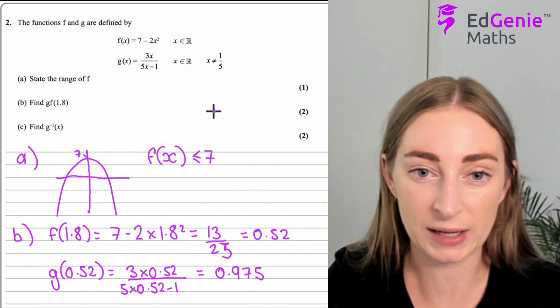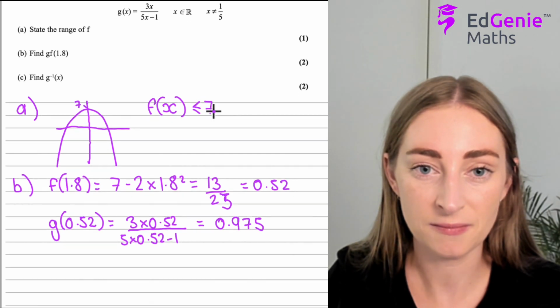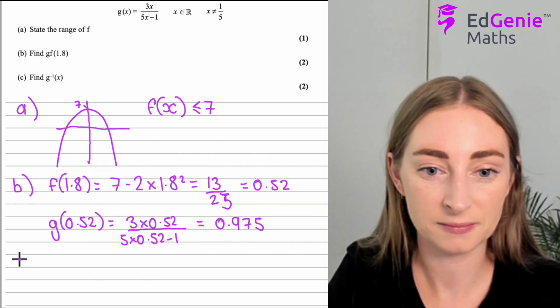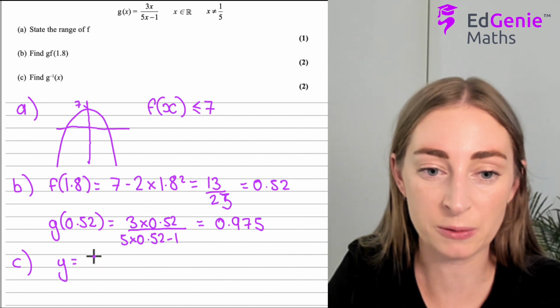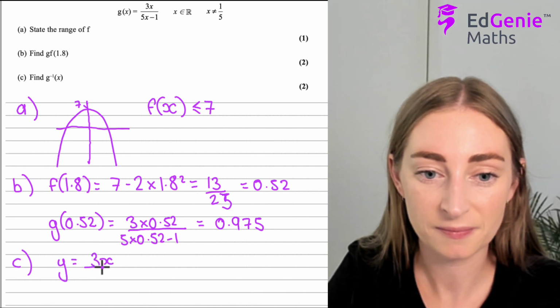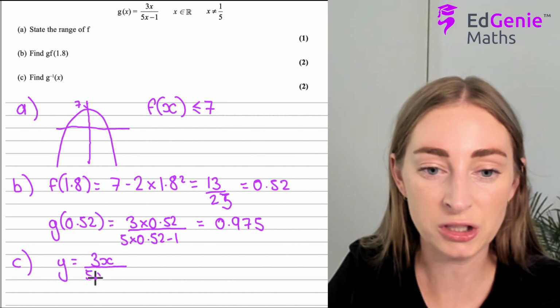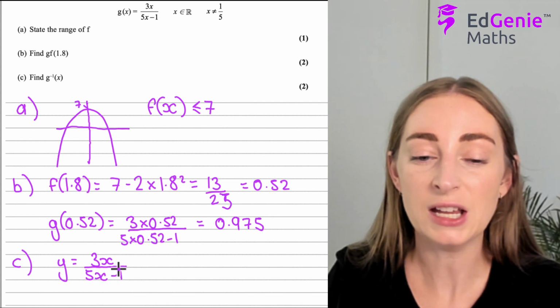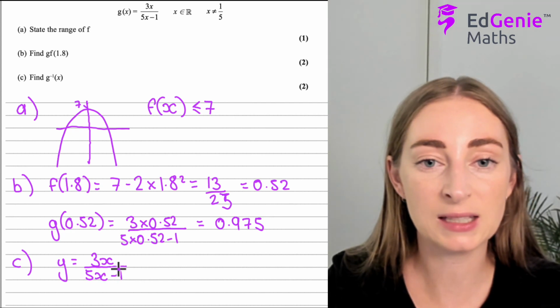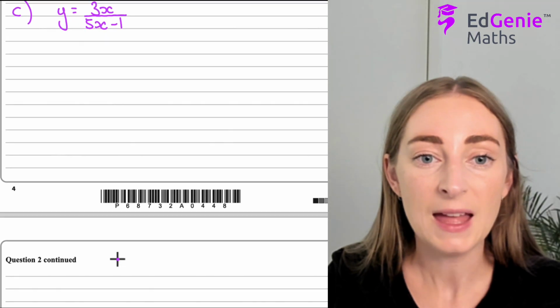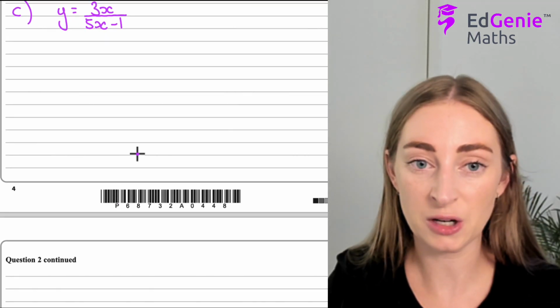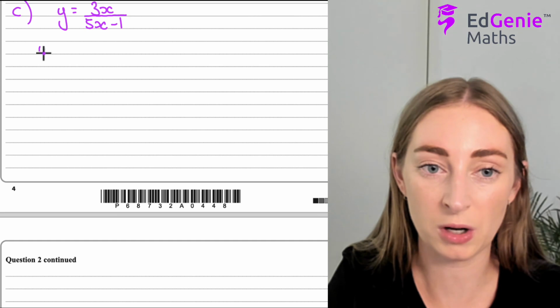Part C says we want to find the inverse function of g, and it's going to be a bit fiddly because we've got two x's. So the first thing you want to do is write it as y equals, and then what we're trying to do is rearrange it so that x is going to be the subject. So the first thing I'm going to do, let's give us some more space, is multiply both sides of the equation by 5x minus 1.